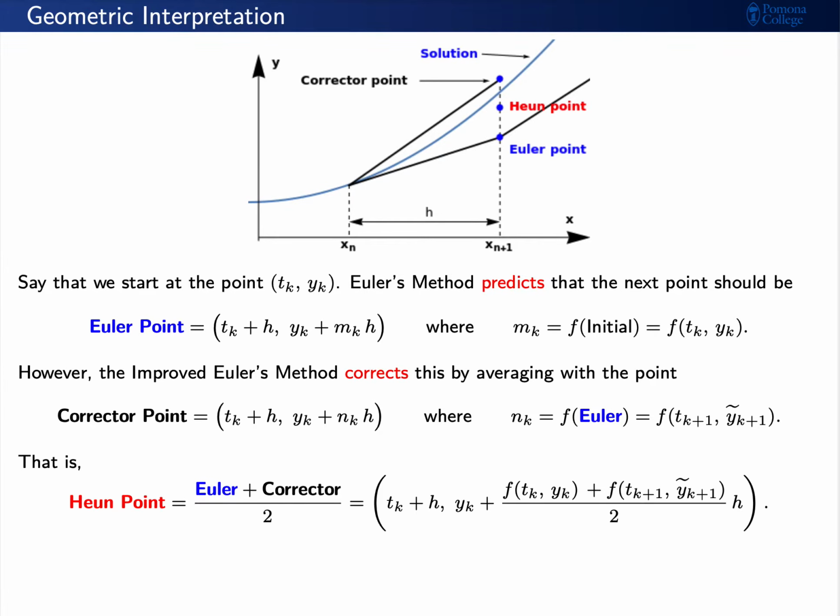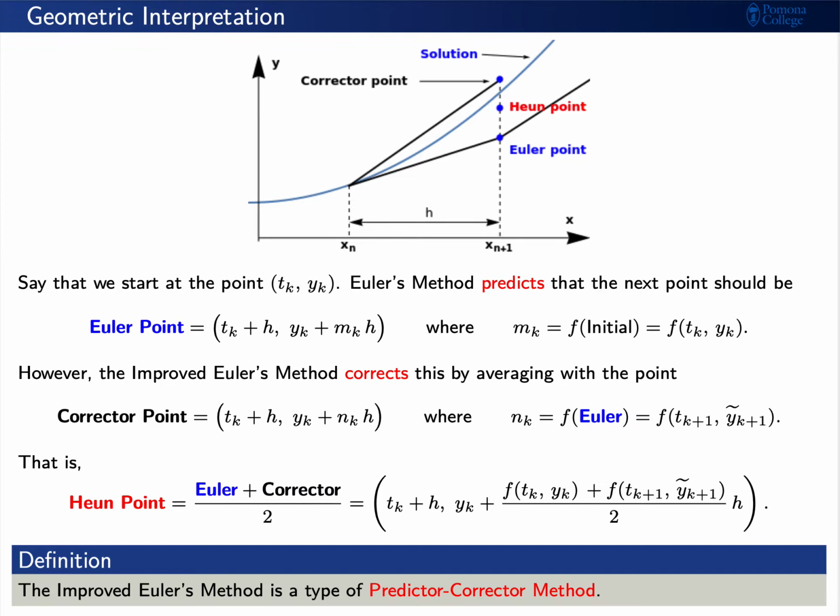When we say average, we mean that this here we'll call the Heun point. Again, this is the average of the Euler point and the corrector point. This is simply t_k plus h, y_k plus the ratio f of t_k, y_k plus f of t_{k+1}, y tilde_{k+1}, all divided by 2 times h.